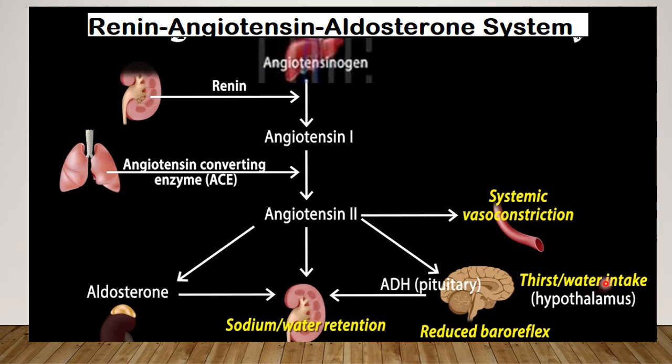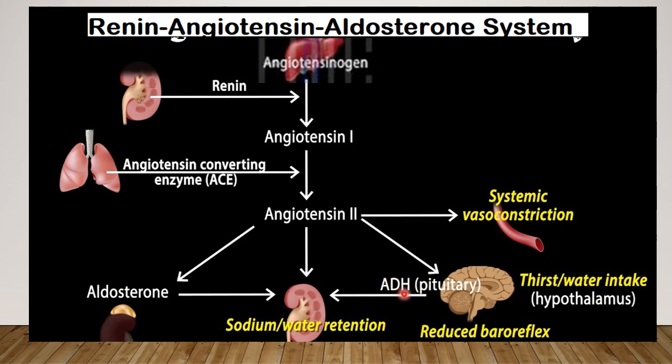So it will stimulate the thirst center, by which it will increase the water intake. The thirst centers that are present in the hypothalamus will be stimulated by this angiotensin 2. So the person will drink more water. And second important, angiotensin 2 will also increase the ADH secretion from the posterior pituitary gland. So more water intake and increased ADH.